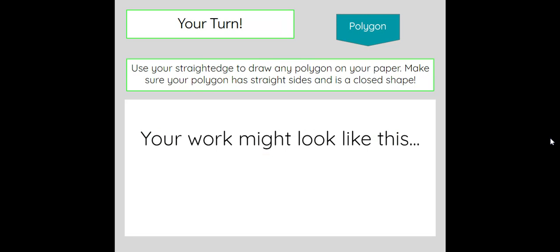So your turn. You're going to use your straight edge that you grabbed to draw any polygon on your paper. Make sure your polygon has straight sides and is a closed shape. So I'm going to pause and give you a moment to do that. Okay, if you need more time, press pause to finish your drawing, and then press play when you're ready.